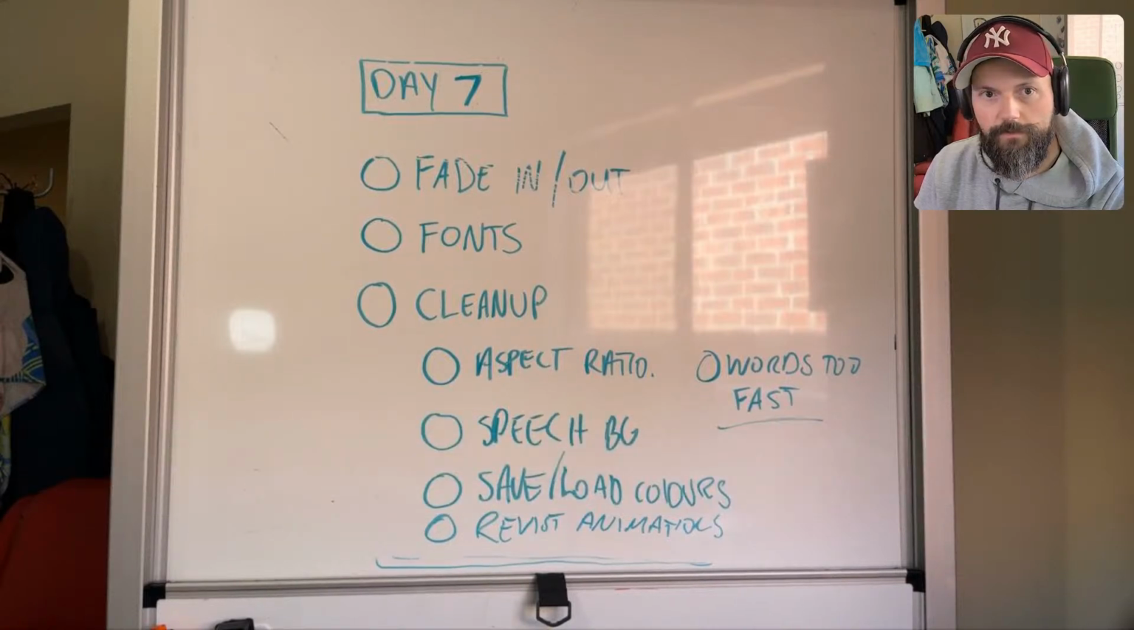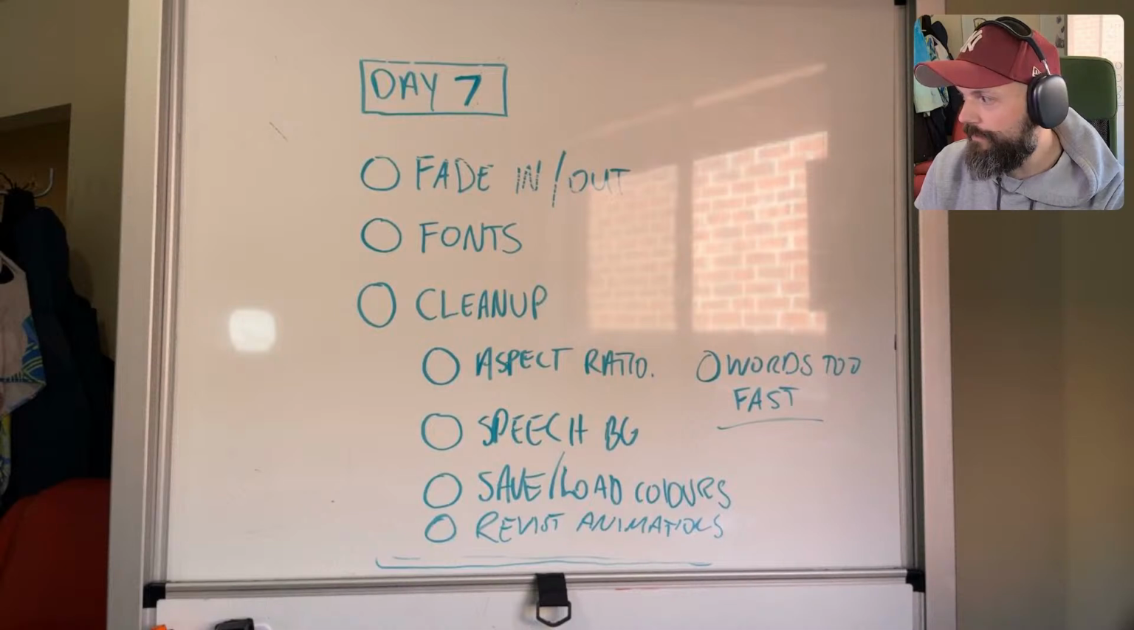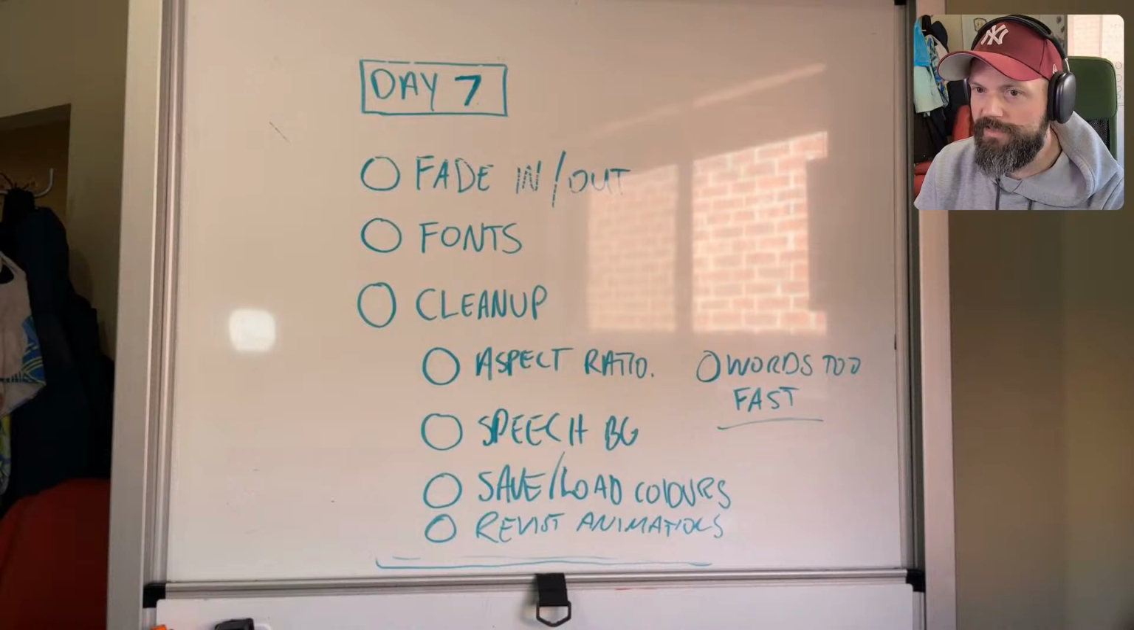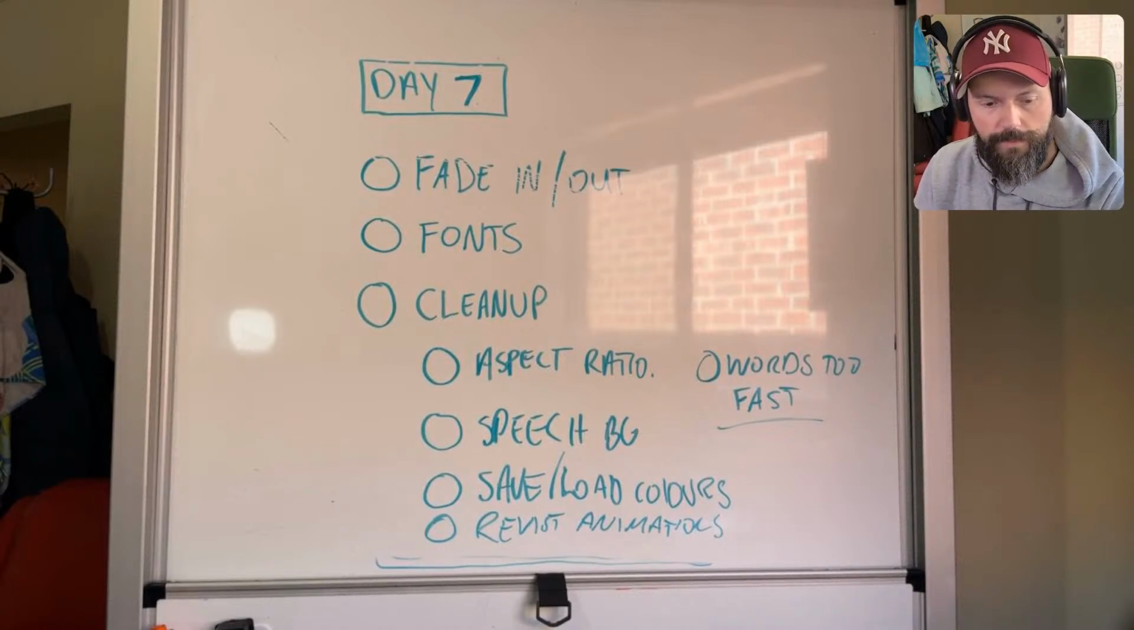Let me turn those subtitles off so you can see the screen. Focusing on cleanup, aspect ratio, changing the background color of the speech bubble, saving and loading colors. As you saw when it loaded up, it's all black with a black background. So I've got to change that. And then the words were going too fast. I've actually fixed that in the last 20 minutes. Well, I'm fixing that now. It's not saving when we switch between how many words are in a sentence.